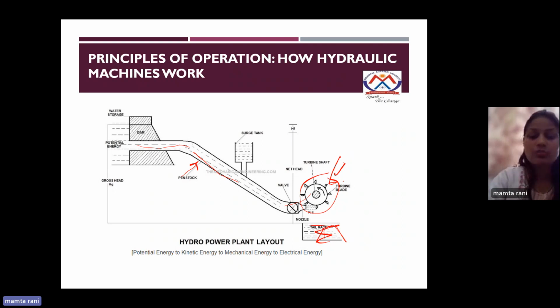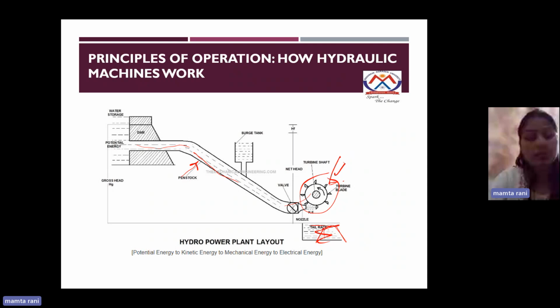So the layout of a hydraulic turbine is designed to optimize the flow of water and to minimize energy losses in the system. By carefully controlling the flow of water and the speed of the turbine, hydraulic turbines can generate a large amount of clean and renewable energy. Okay, now move on to the next slide.